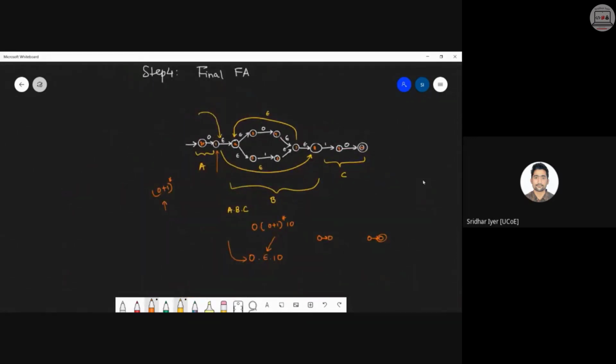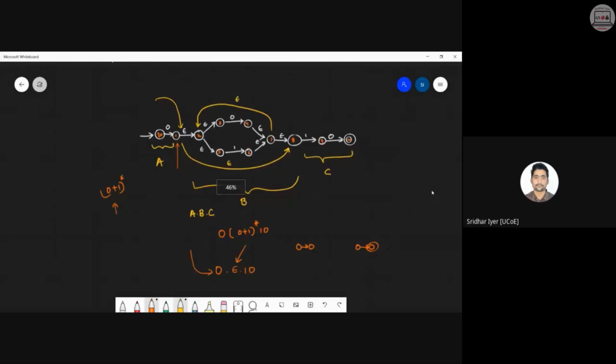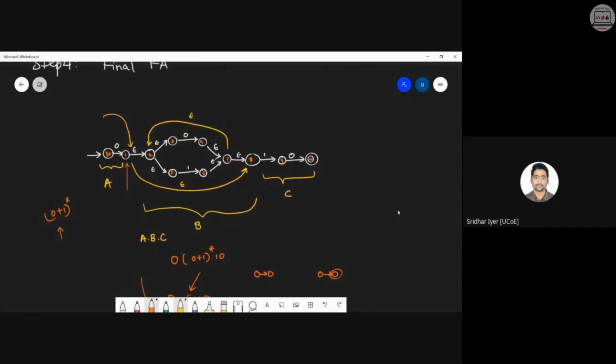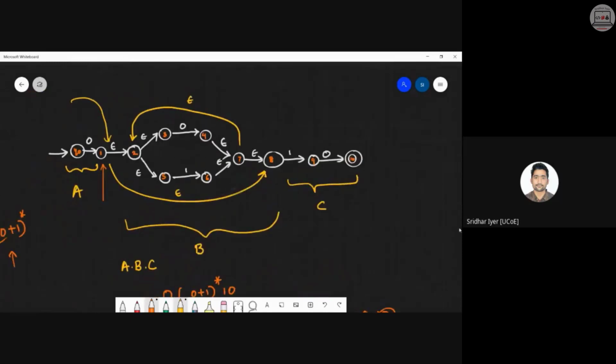I'm intentionally going slow. If you understand this, making the next diagrams will become very clear for you. For 0 epsilon 1 0 it will accept. Yeah, it will accept, right? Because let me show you. 0 will be accepted over here. If I encounter epsilon directly, the machine will move to 8 and then again 1 0. So it will even accept 0 epsilon 1 0.